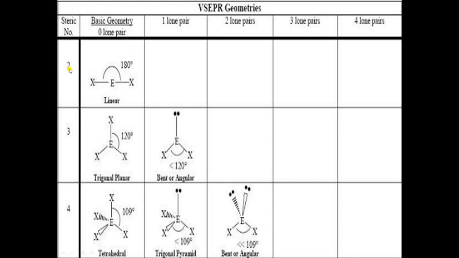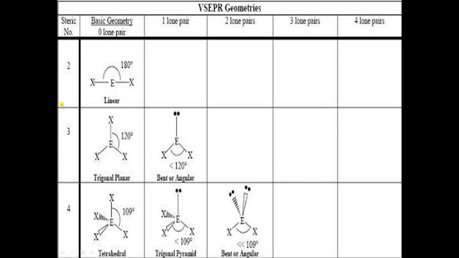When electron pairs are 2, then 2 atoms will be present around the central atom, and the distance between these 2 atoms will be maximum. The angle between these two is 180 degrees, and the geometry is known as linear. When electron pairs are 2, there is no lone pair.